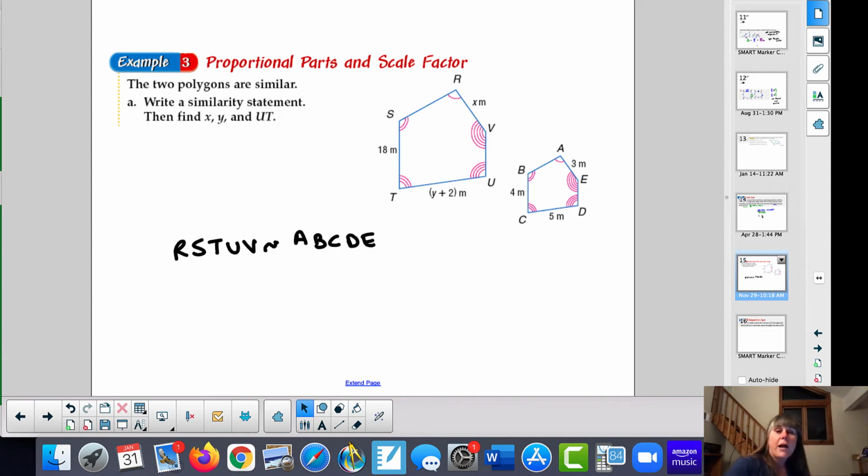Now, you don't have to write it in that order. As long as you're going around, make sure you're not skipping across. Okay, I have to go either around this way or around this way, but I can start with any letter I want. But I do want to make sure corresponding parts are in the same place. So R and A, S and B, and so on. Okay, so there's my similarity statement. To find X, I need to find where I have an X, which is this side right here.